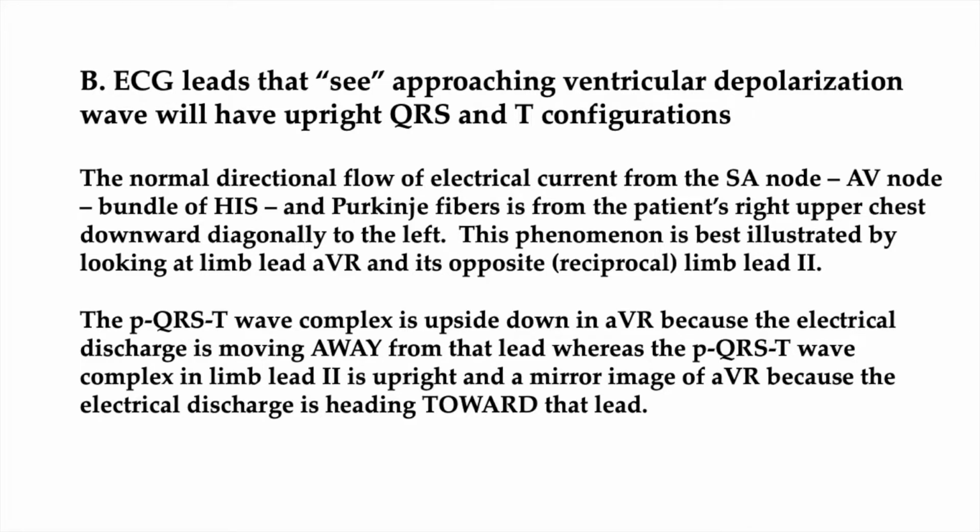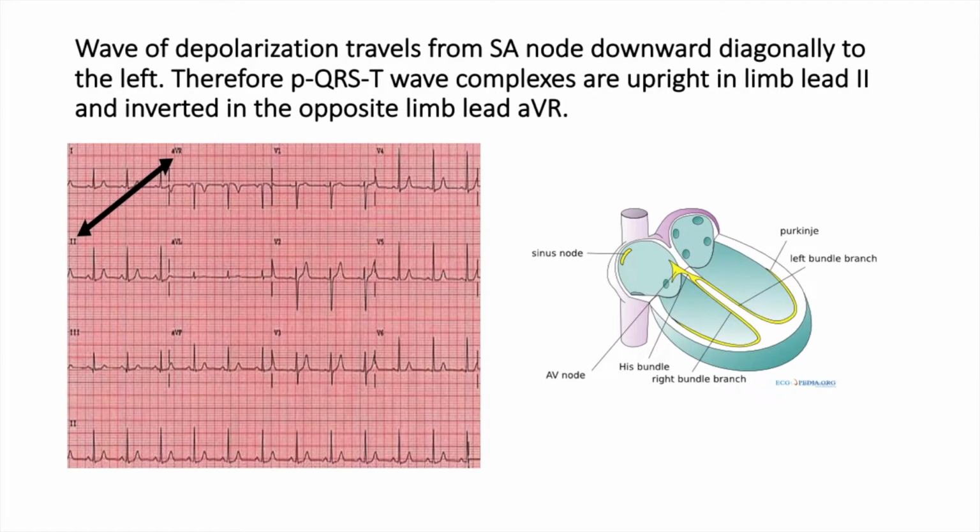The PQRST-wave complex is upside down in AVR because the electrical discharge is moving away from that lead, whereas the PQRST-wave complex in limb lead 2 is upright and a mirror image of AVR because the electrical discharge is heading toward that lead. We can see here that the wave of depolarization travels from the SA node downward diagonally to the left. Therefore, the PQRST-wave complexes are upright in limb lead 2 and inverted in the opposite limb lead, which is AVR.